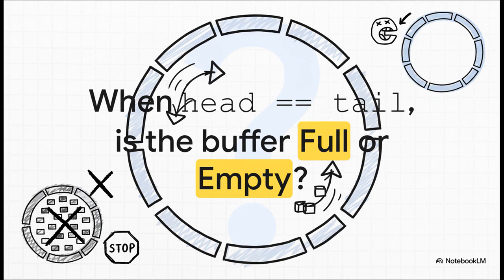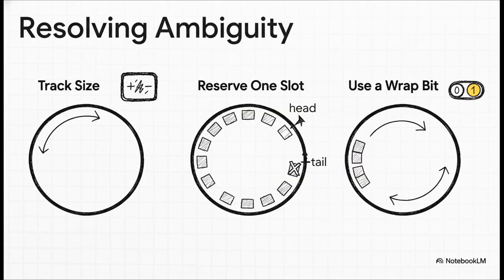What happens if the head pointer eventually catches up to the tail pointer and they're both pointing at the exact same spot? What does that mean? Has the consumer read all the data, making the buffer empty? Or has the producer filled every single slot, making it completely full? It's ambiguous. You can't tell just by looking at them. So how do we solve this?